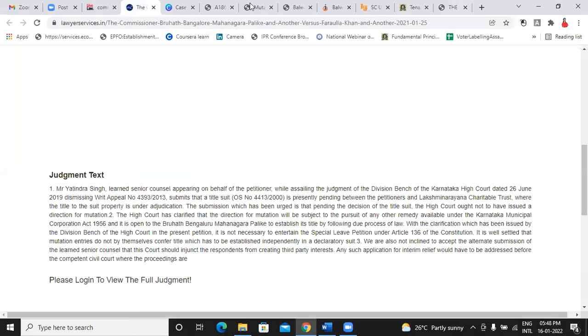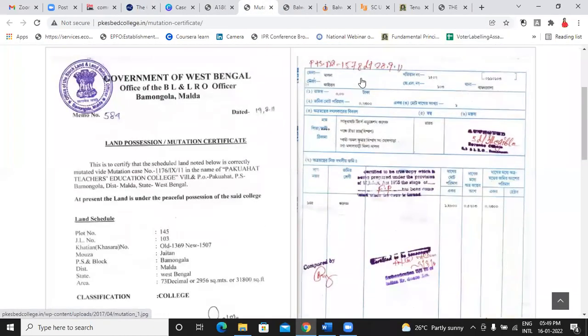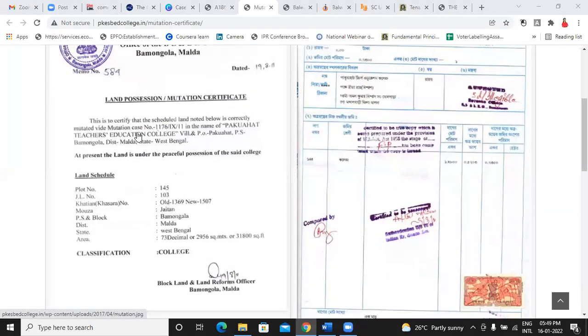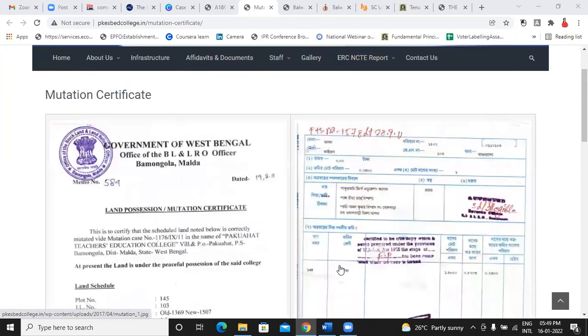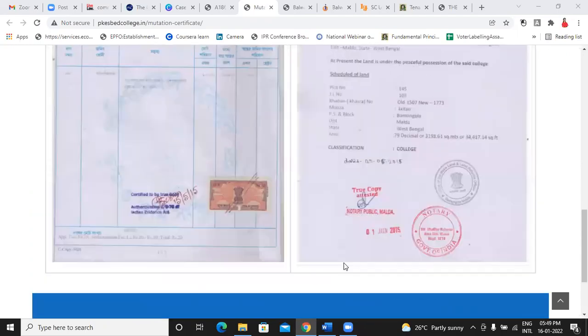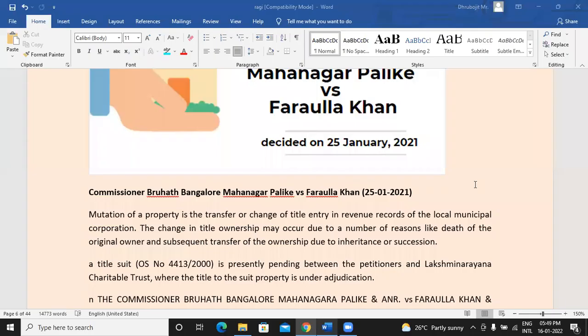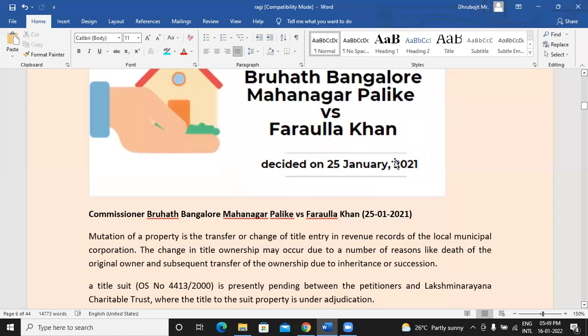Now, this is the mutation certificate. Once mutation is done, you will also get a certificate. This is how the certificate would look. It gives details of the property, like what property you have bought, plot name, khasra number, moja, khata number, survey number. These numbers differ from state to state. They just provide the indication and everything. That is nothing but mutation.